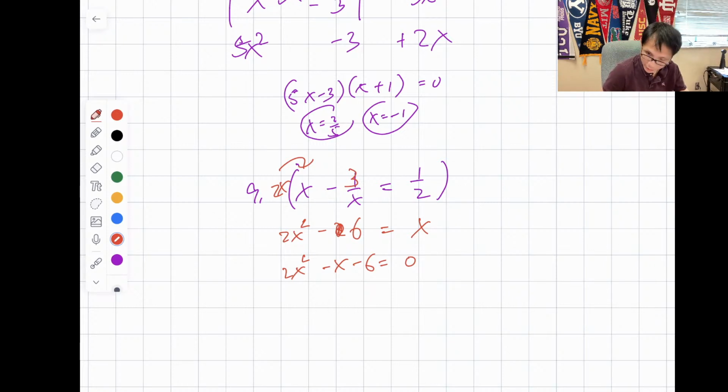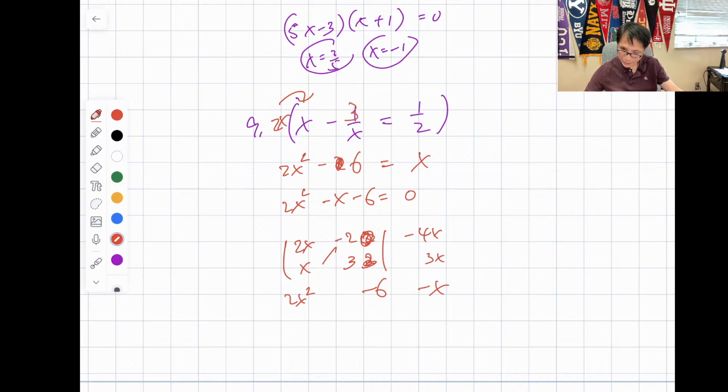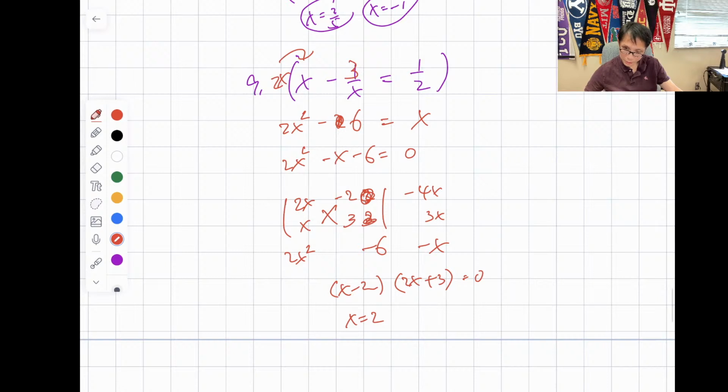I'll make sure I copy down the question right. 2x squared minus x minus 6. 2x and x. 3 and 2. No, 2 and 3, sorry, 2 and 3 here. So that's going to be 4x and 3x. This one needs to be negative. So it'll be (x minus 2) and (2x plus 3) equal to 0. x equal to 2, x equal to negative 3 over 2.